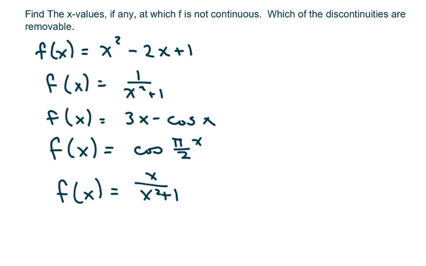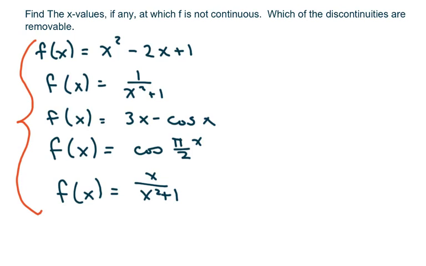Hi everyone. We're going to find the x values, if any, at which f is not continuous and which of the discontinuities are removable. And I think it helps to look at the ones that are continuous and the ones that aren't continuous. The first set I put are these 5 problems here.